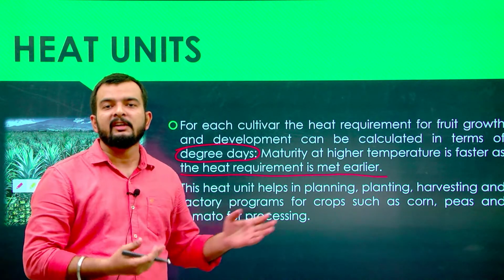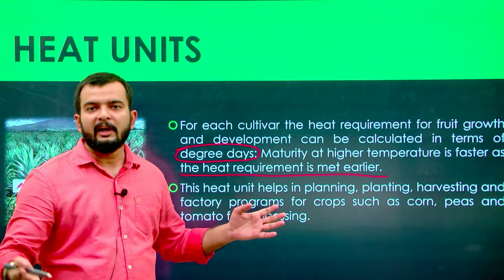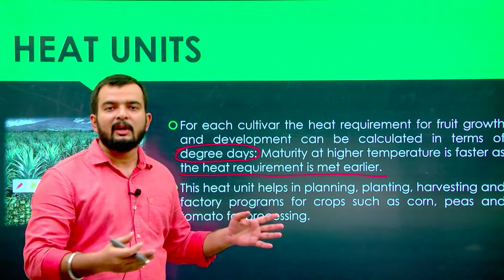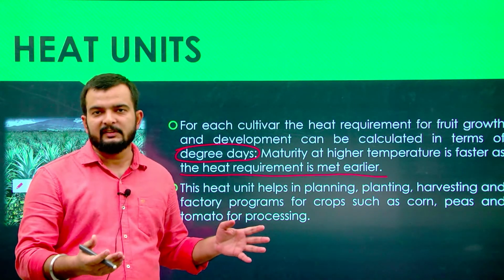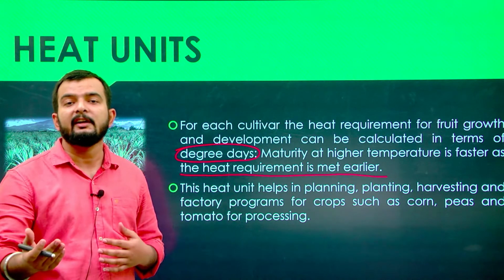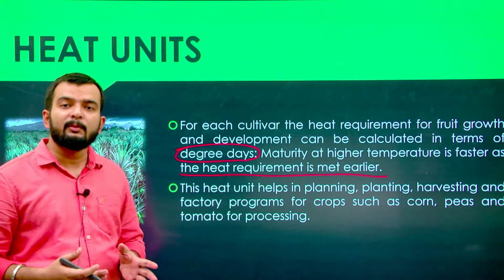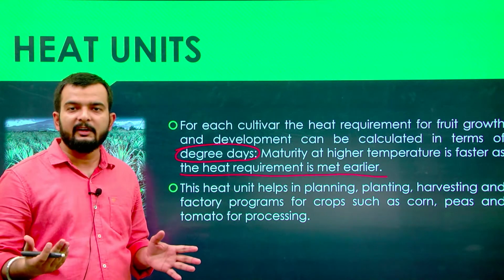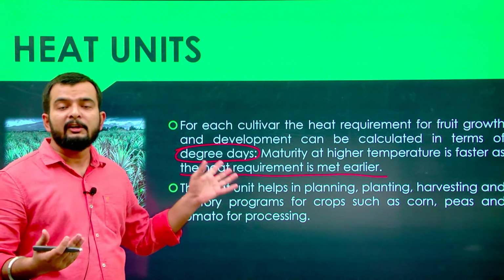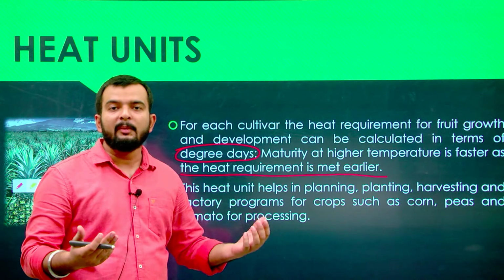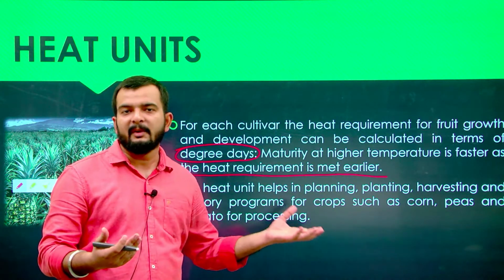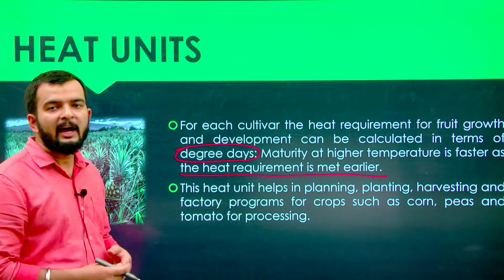So accordingly you will calculate over a period of 10 to 15 days. If the average temperature comes out to be 30 degrees Celsius, over 10 days it will be 300 degree days. So the heat units required for a banana to ripen are 2500 degree days. Accordingly you can find out after how many days your banana will be completely mature or ripened, and you can go for harvesting.